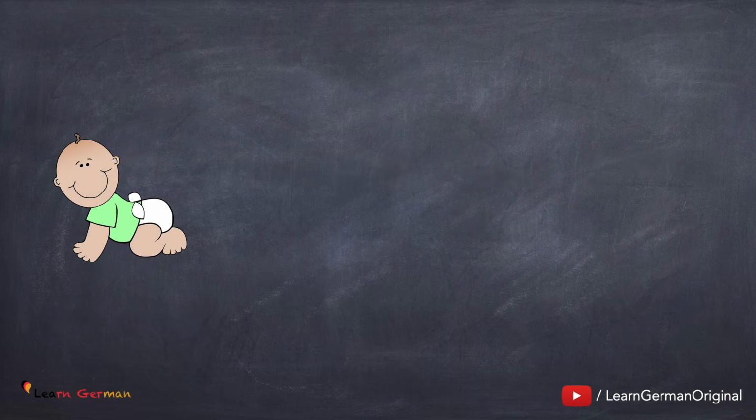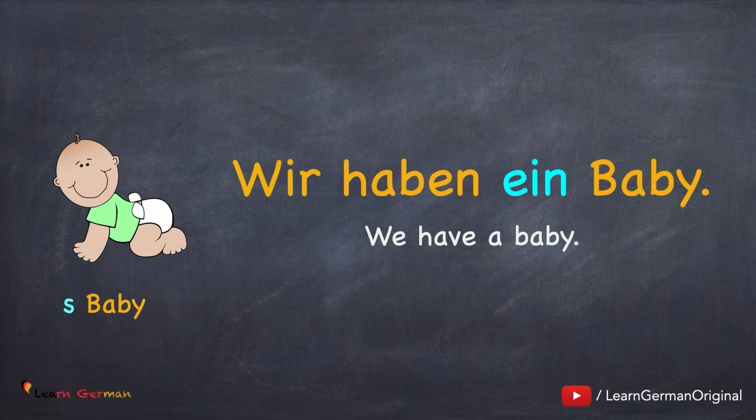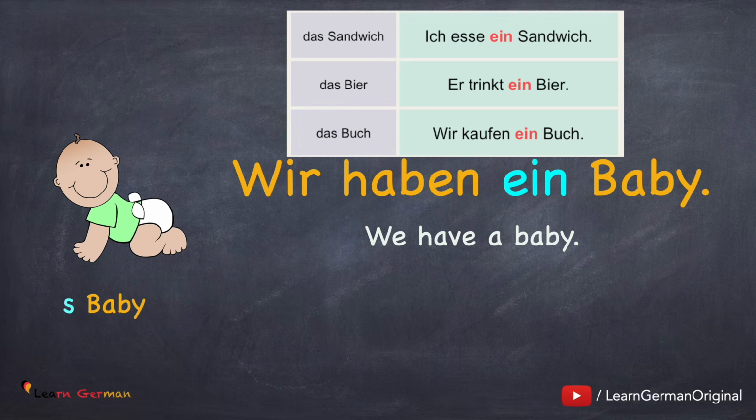Now let's do the accusative object when it's neutral. Wir haben ein Baby. In this case, again, the object in Akkusativ ist ein Baby, and for the article das, the unbestimmte article remains ein, as in the case of Nominative. Similarly, ich esse ein Sandwich. Er trinkt ein Bier. Wir kaufen ein Buch. The accusative article remains ein.